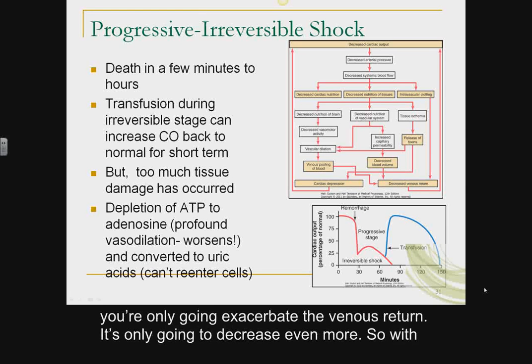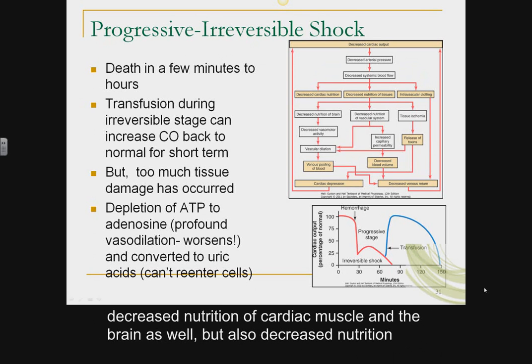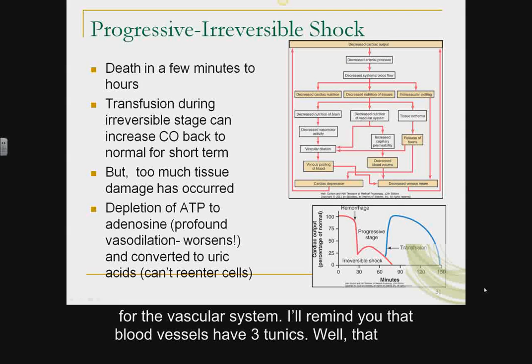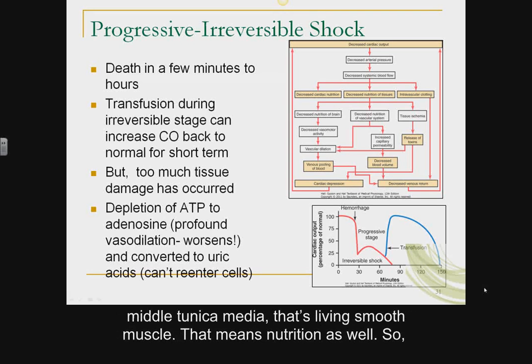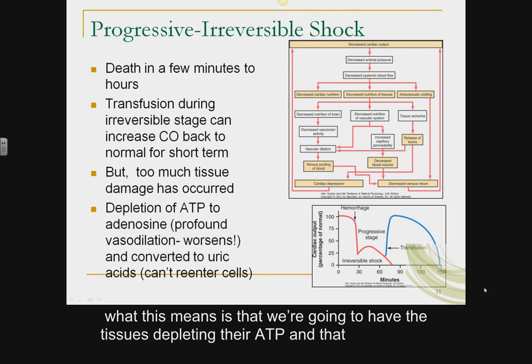If blood starts to clot, and you follow that arrow on the right-hand side, it means that you're only going to exacerbate venous return. It's only going to decrease even more. With decreased nutrition, follow that downward, decreased nutrition in general, it means decreased nutrition of cardiac muscle and the brain as well, but also decreased nutrition for the vascular system. And I'll remind you that blood vessels have 3 tunics, and that tunica media, that's living smooth muscle. That means it needs nutrition as well. So you're going to have decreased nutrition to the vascular system.